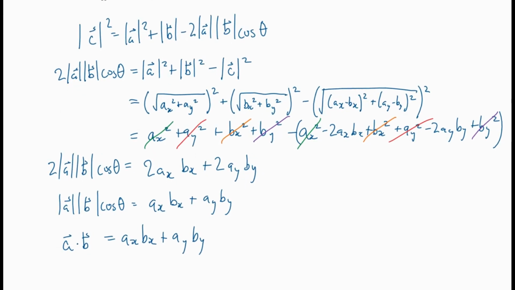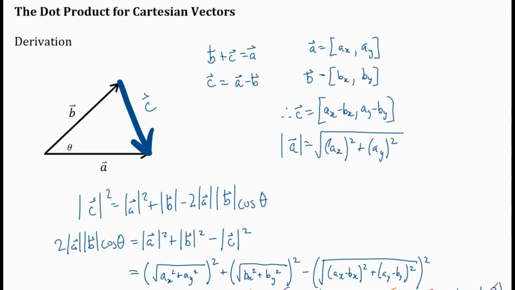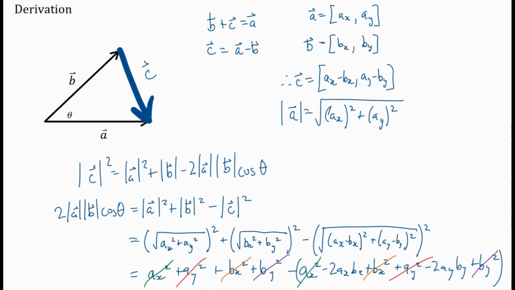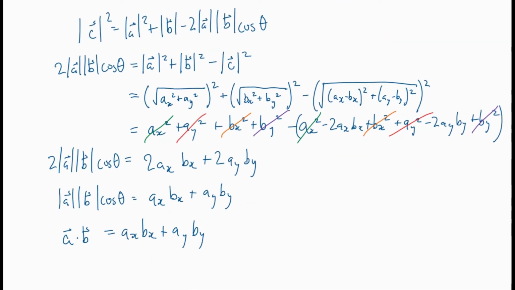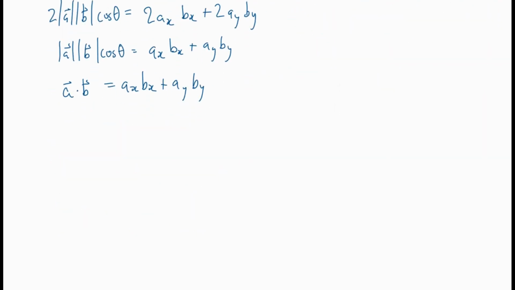This is really important. Some simple steps of defining the vectors in a particular way, setting them up in a particular way, and then just using cosine law and expanding and sort of subbing in and expanding, dividing by 2, and we notice that this is the dot product.